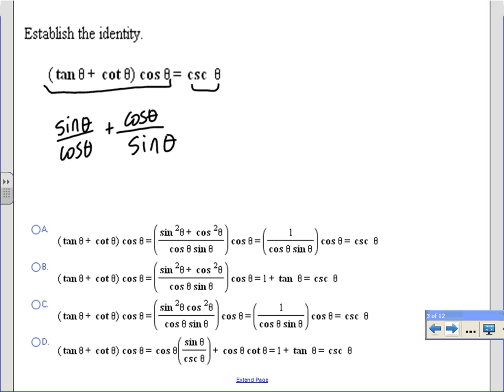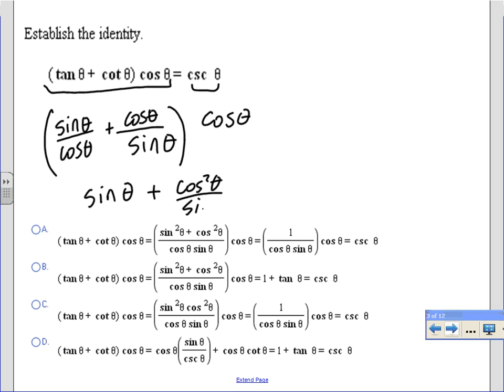Okay. And then what I could do there is probably multiply this by cosine now. And so if I multiply by cosine, notice this cosine would simplify. And so that would leave me with the sine of theta plus cosine squared theta over sine theta. And then I could actually get a common denominator and add those. But if you look at the choices, none of them have done them that way.